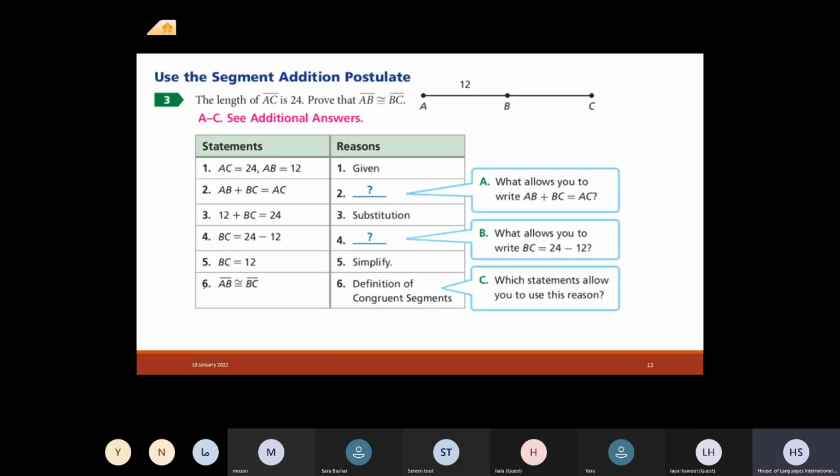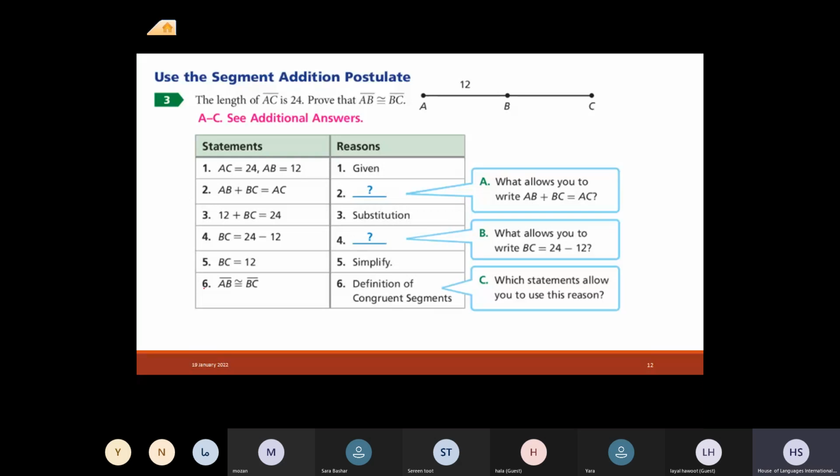Now, let's talk about these questions here. What do we have? We have a proof for the geometry. They told me that the length of AC is 24, and prove that line segment AB is congruent to line segment BC. I want you now to show me that AB is congruent to BC, that they have the same length.